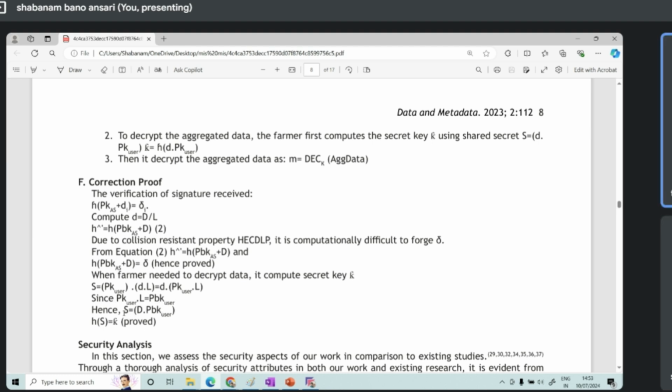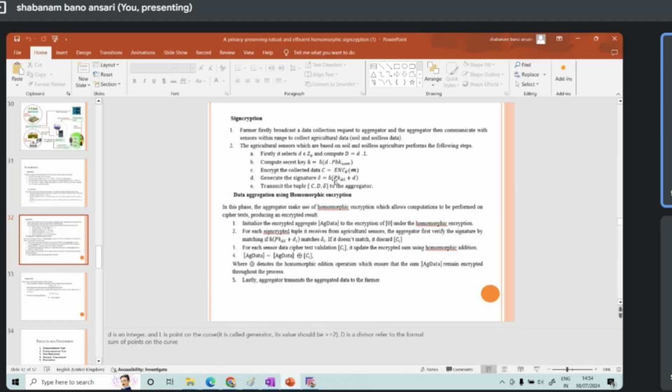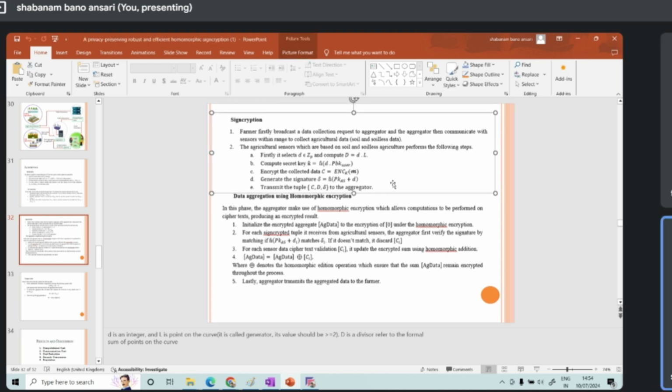I think here there is some mistake. We should make the upper D, it should be a small d. Small d into the public key of the user. Look here: this d dot PK user is S. d dot PK user is S, and K is the hash of S.